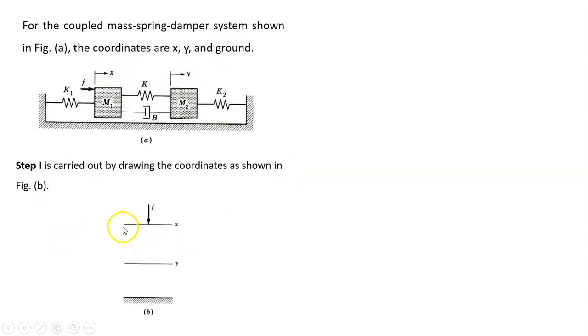We have to draw 3 horizontal lines: the first horizontal line indicating coordinate X, the second horizontal line coordinate Y, and the third horizontal line indicating ground as the coordinate. And we have to show force F acting at the X coordinate, as shown in this figure. Therefore, this is our first step.